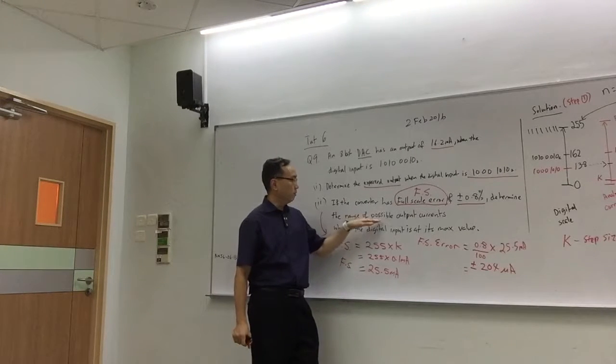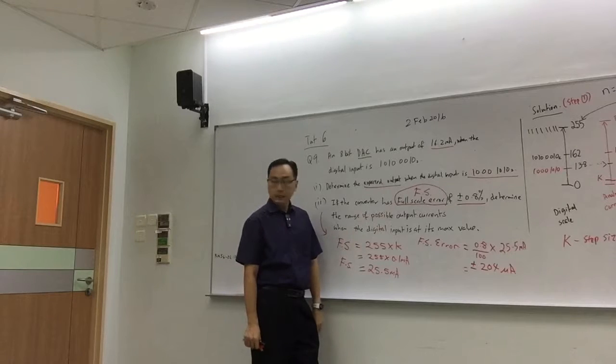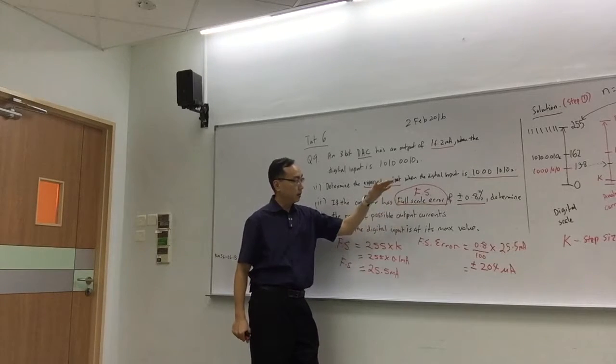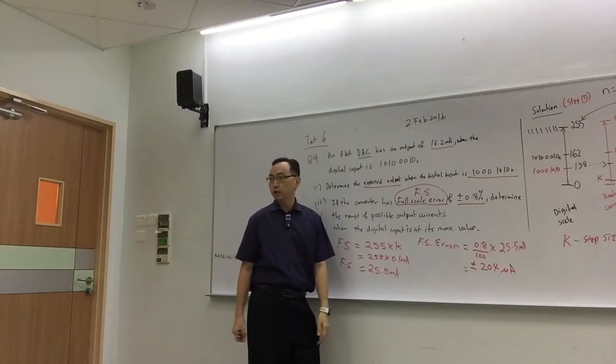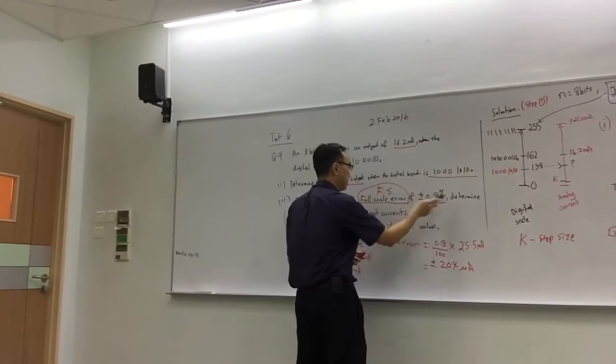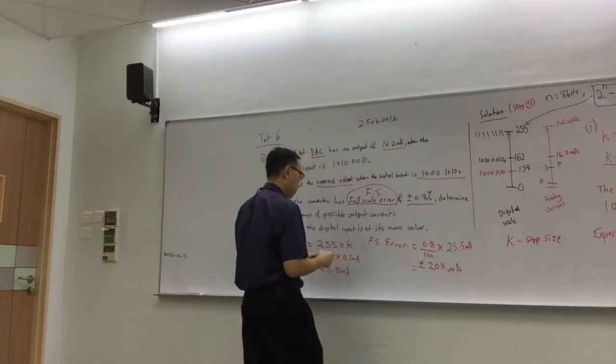So what is the possible range? So what do you do? Yes, you will plus the value, and then minus the value, correct. Then it will give you the full scale. That means the final answer, the range they ask you for, right?